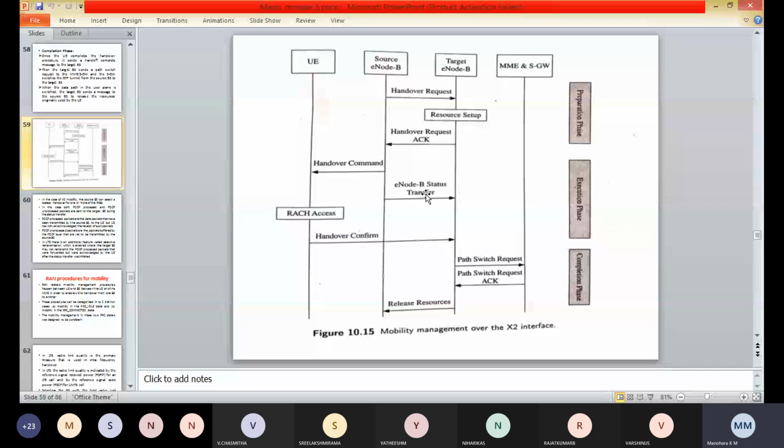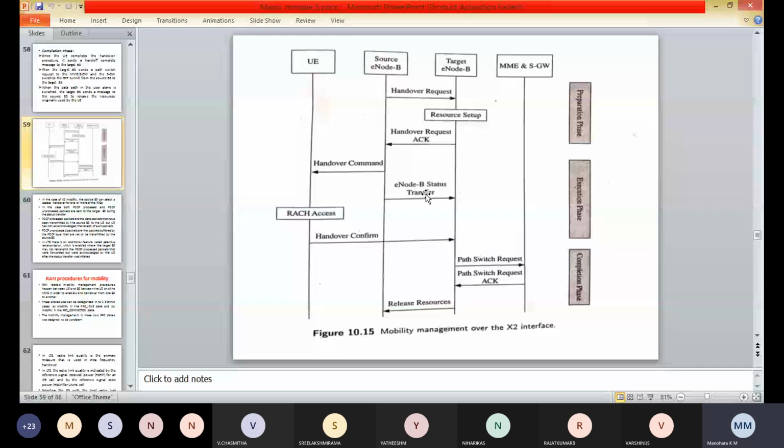The PDCP processed packets are the data packets that have been transmitted by the source E node B to the user equipment, but the user equipment has not yet acknowledged the receipt of such packets. The PDCP unprocessed packets are the packets which are buffered by the PDCP layer that are yet to be transmitted by the source E node B.